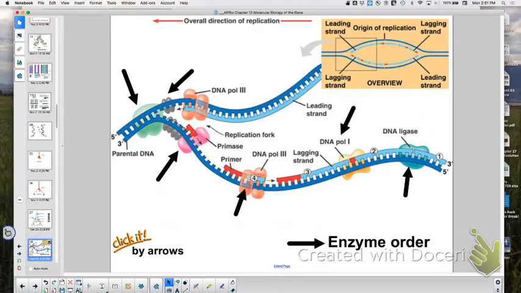When we unzipped them, what were we unzipping? That's right. And they want to zip right back up. So what holds them apart? SSB. Good. Then we have a leading and a lagging because they're going in two different directions, right? Then we need to use RNA primase. We lay down primer. Once on the leading, primer, primer, primer on the lagging.